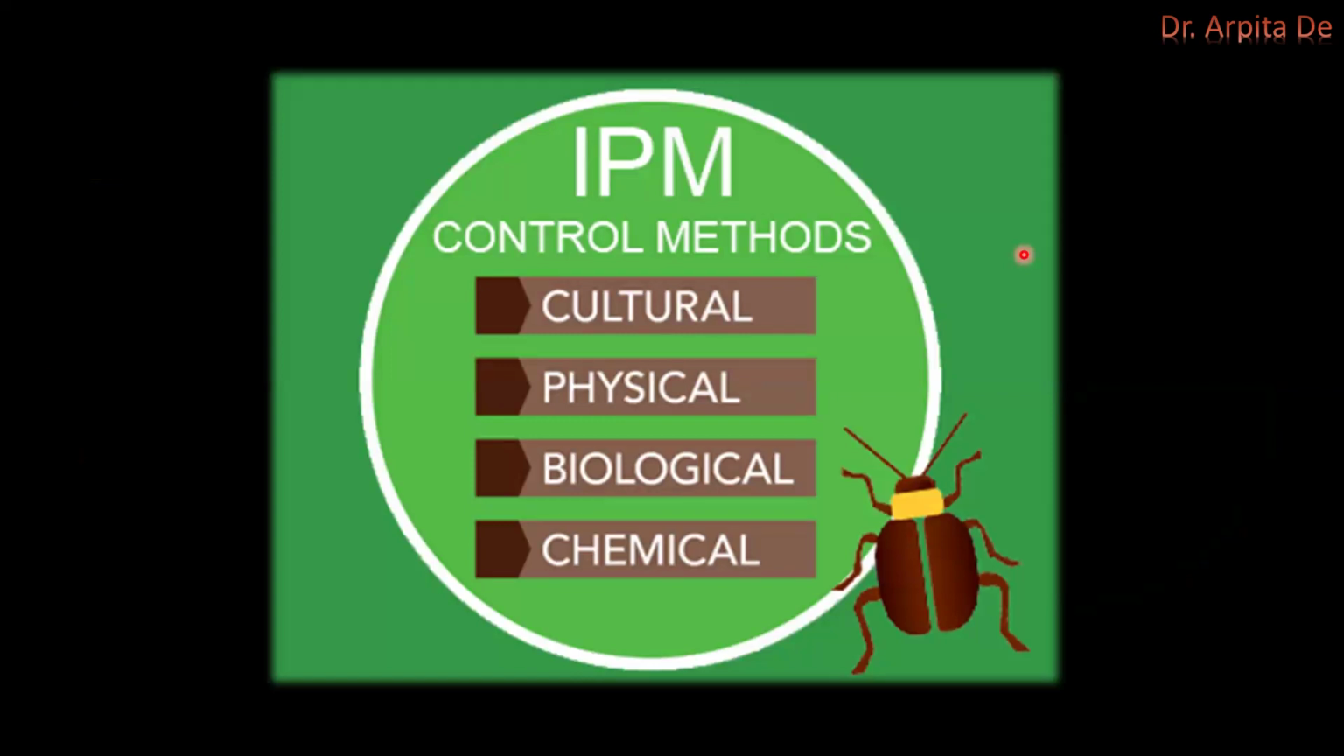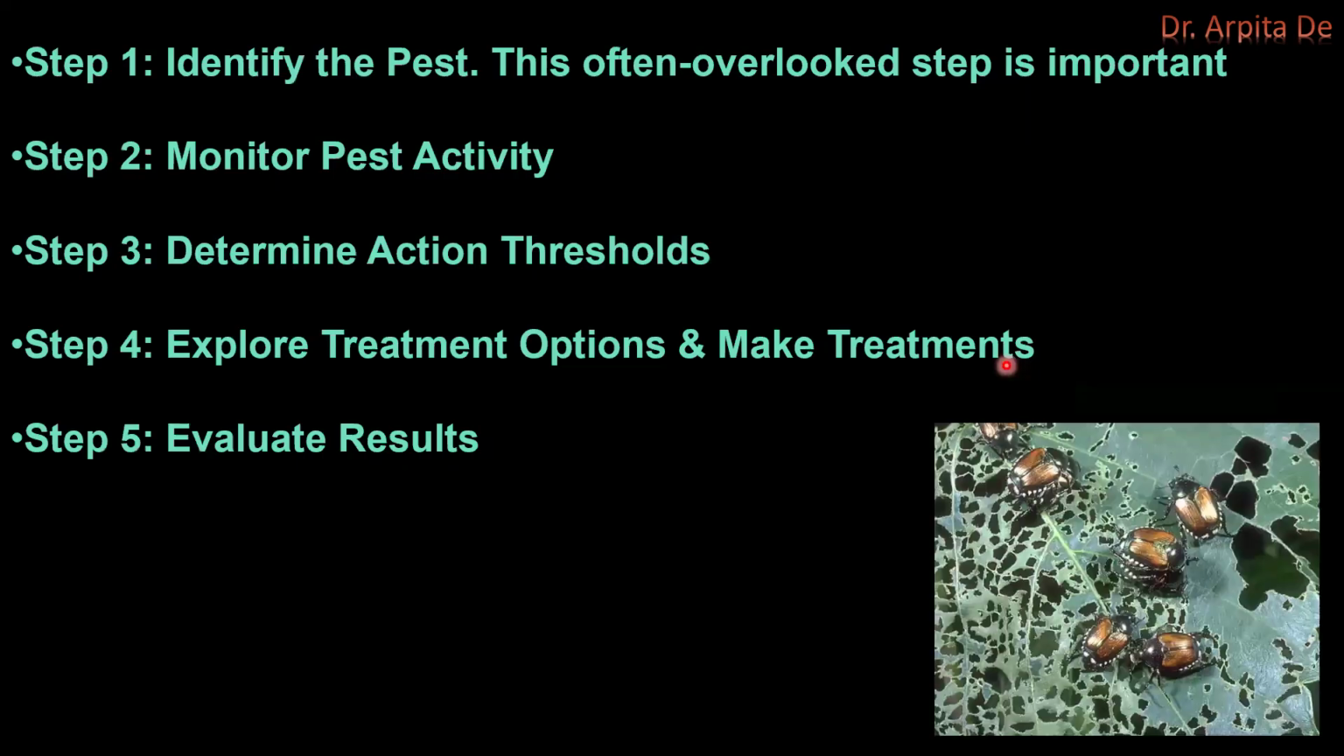Now we'll talk about the different methods of IPM. The different methods of IPM include cultural method, physical method, biological method, and chemical method. This physical method is also known as mechanical method. So let's get started.